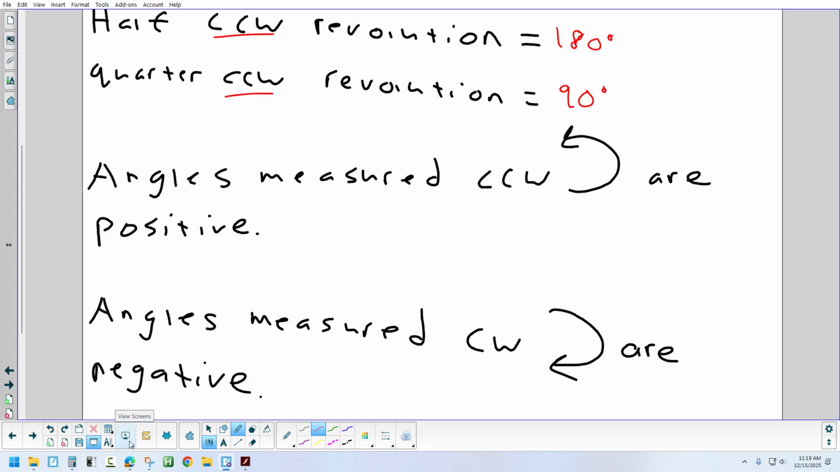Again, negative angles are only used in the context of talking about rotation about a circle. They're not used inside of shapes. Is there any question on the difference between a positive angle and a negative angle?